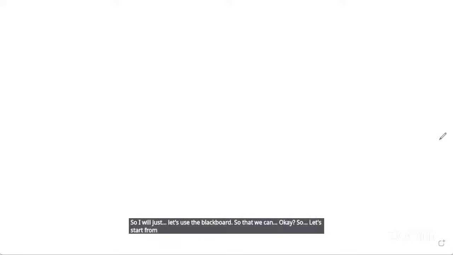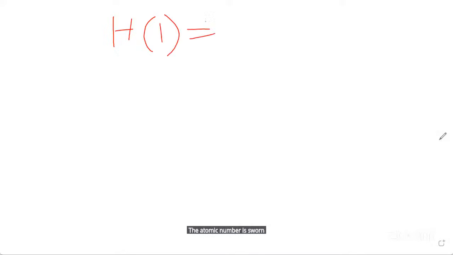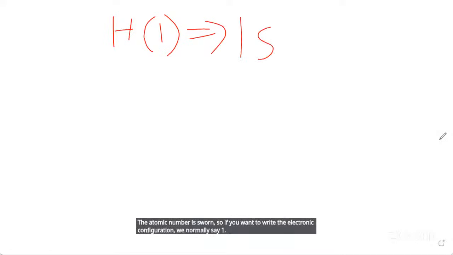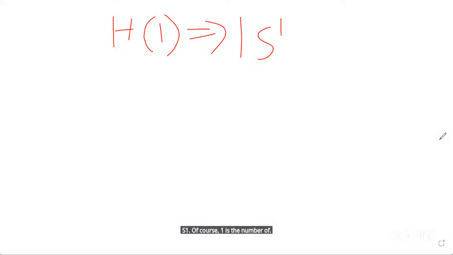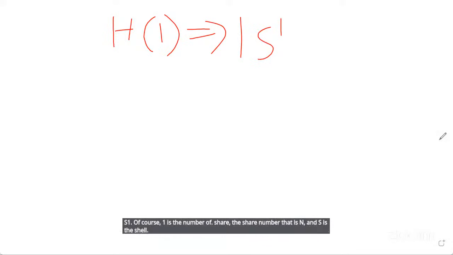So let's use the blackboard. Okay, let's start from the first one. Of course, the first element is hydrogen. The atomic number is 1. So if you want to write the electronic configuration, we normally say 1s1. Of course, 1 is the shell number, that is n, and s is the subshell, and the 1 here is the superscript.